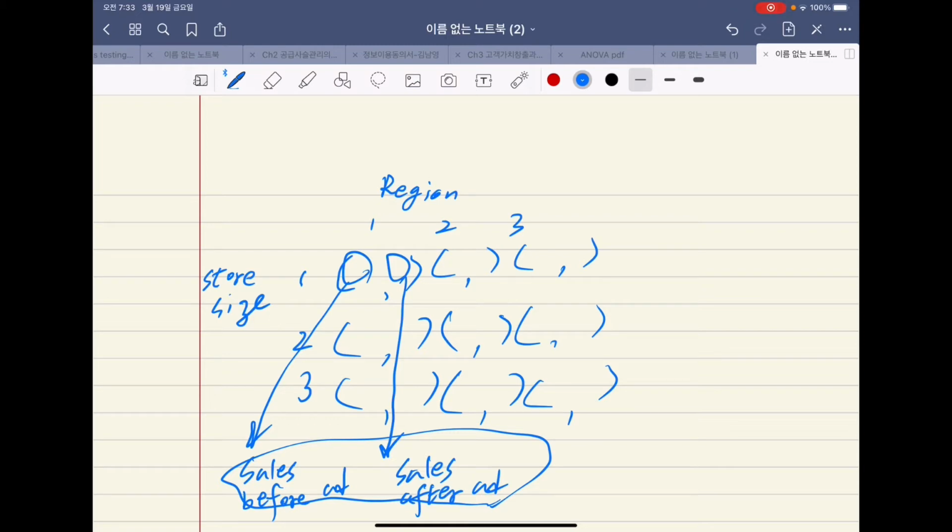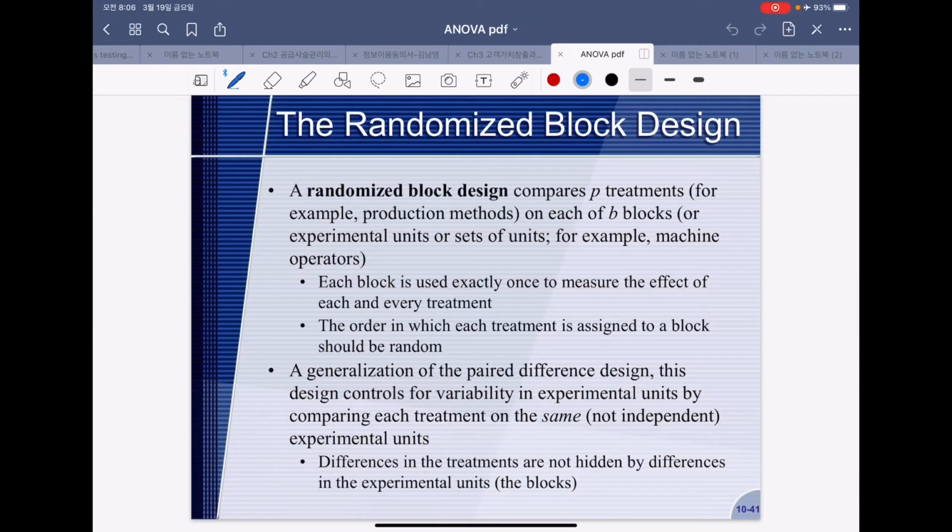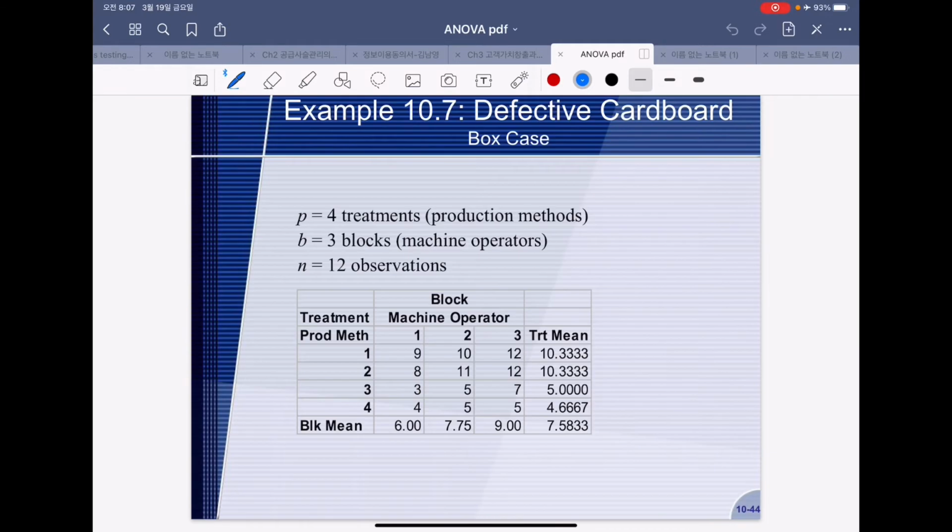So let's go back to the PowerPoints. So we are back to PowerPoints. Let's start with randomized block design. Remember that randomized block design refers to two-way ANOVA with no repeated measures, right? So let me go to an example here. So this is the defective cardboard box case, right? So we have 2 factors here.